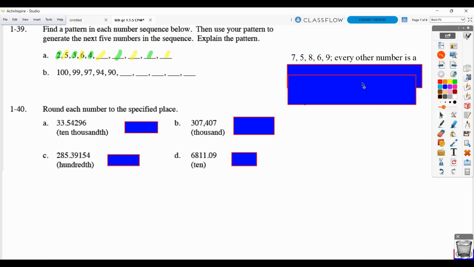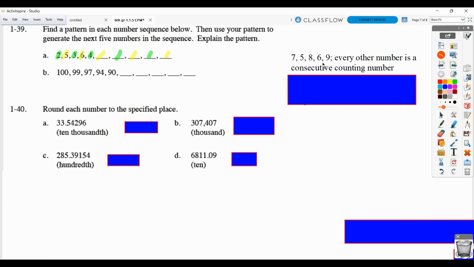Okay. If you have those numbers, that's correct. And then if you explained it that way, you'd be saying that every other number is a consecutive counting number. Now, what do we mean by that? Well, every other means the greens are every other and the yellows are every other. Consecutive means one right after the other, like 7, 8, 9, or 5, 6, 7, 8, 9. Those are consecutive. Counting just means that they are whole numbers.